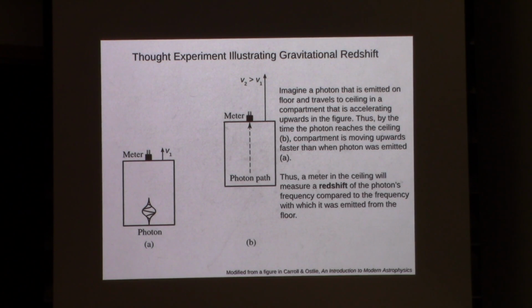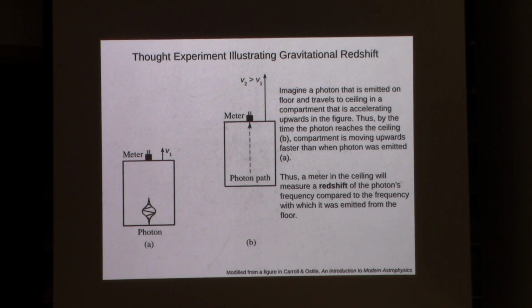What happens when a detector is moving away from the source of the light? Do you see red shift, blue shift, or no shift? You see red shift, right? You see red shift when you are moving away from a source. You see a red shift of that source. So the argument here is that a meter in the ceiling will measure a red shift of the photon's frequency compared to the frequency with which it was emitted from the floor.